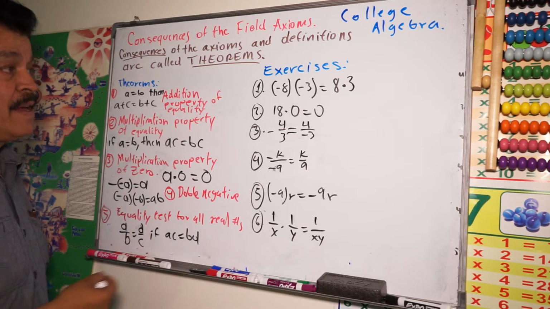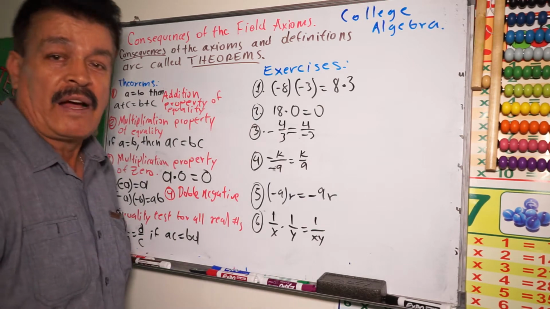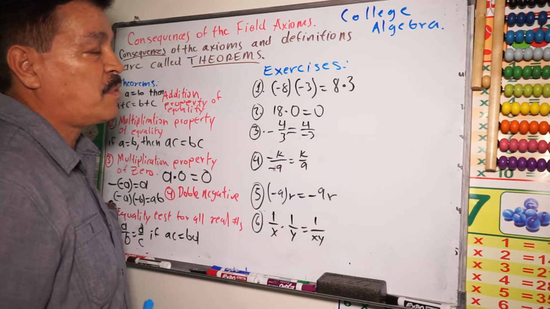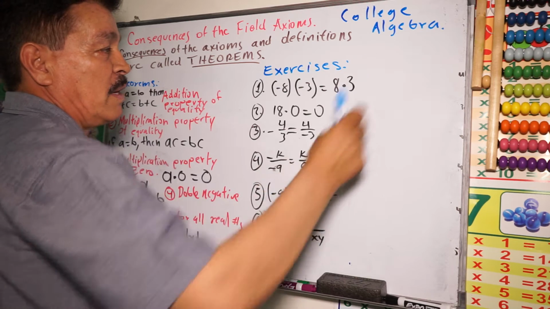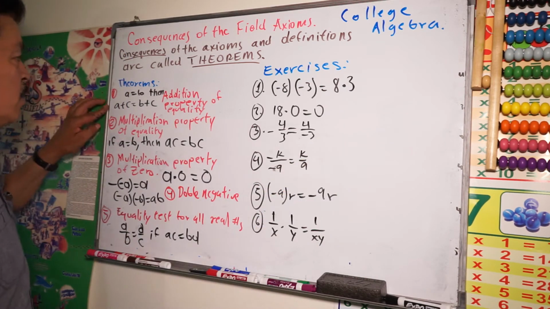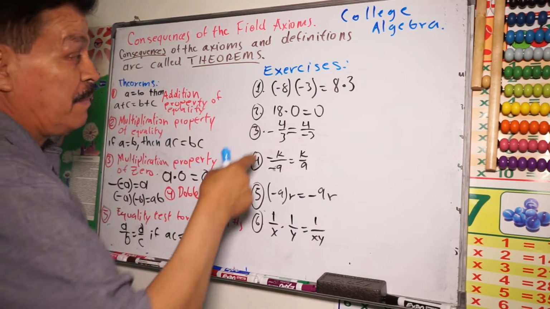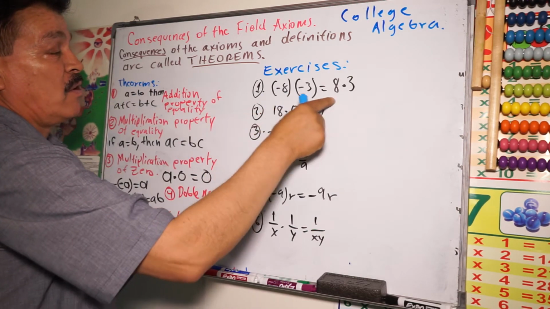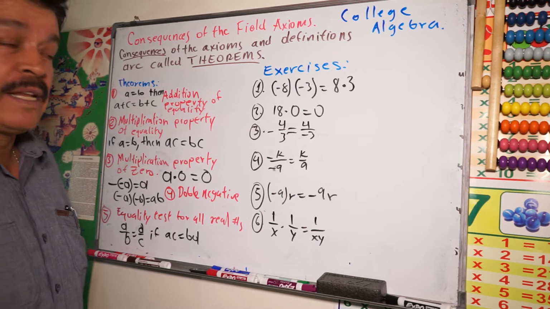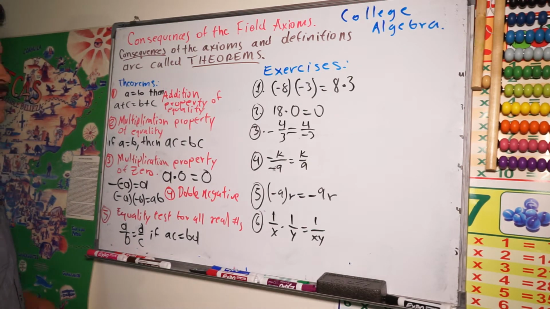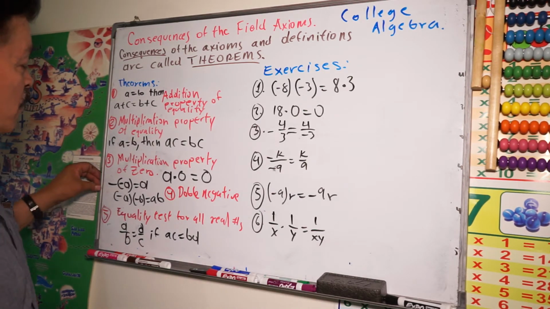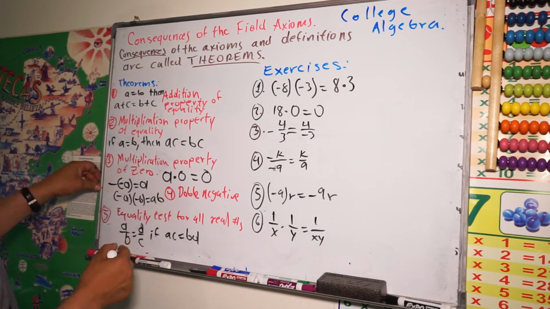Okay. In our exercise here, we have 6 problems. You have to be able to write which theorem applies for each kind of problem. The first one: negative a times negative 3 equals a times 3. What is the theorem we will apply? We are talking about number 4, the double negative.